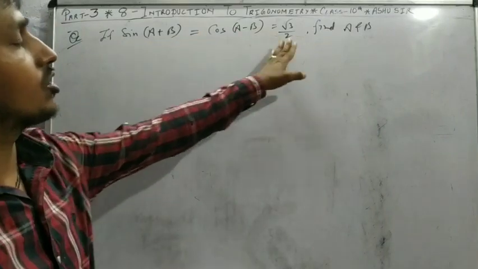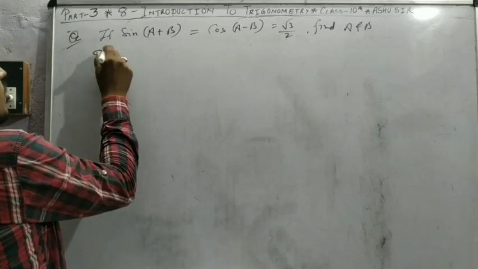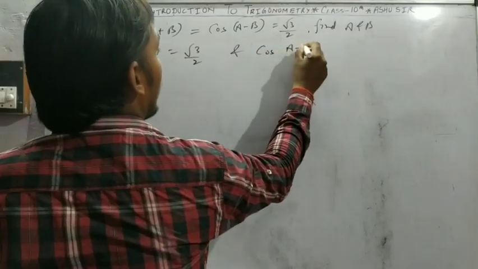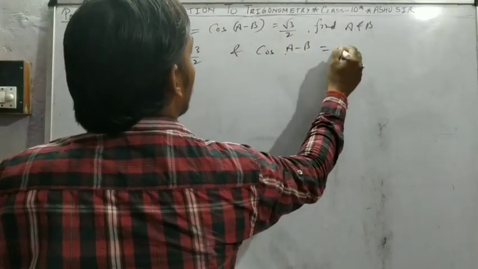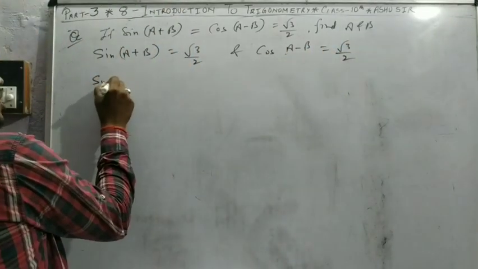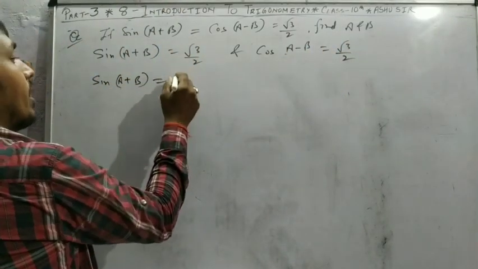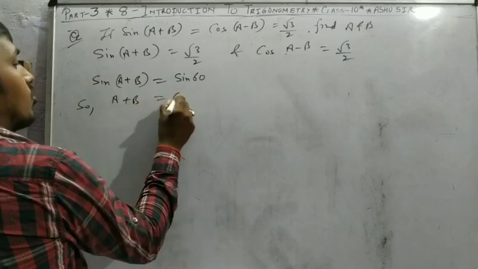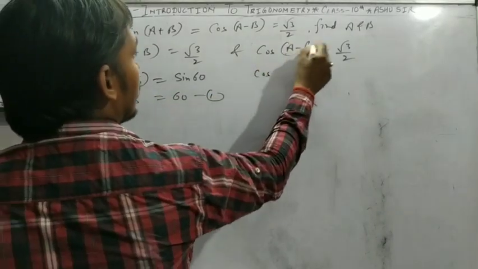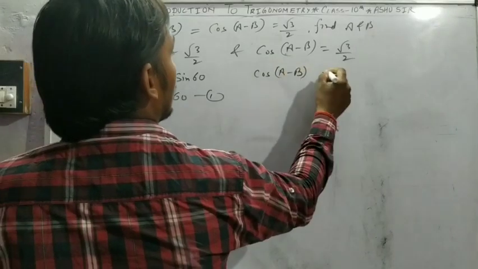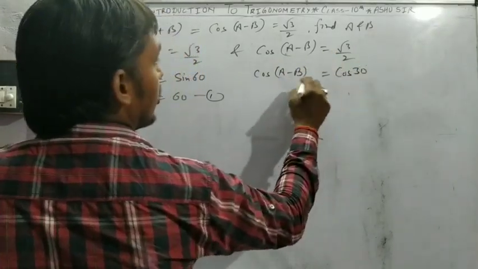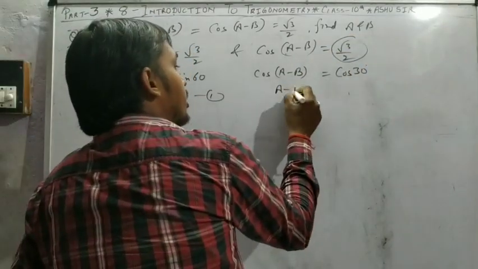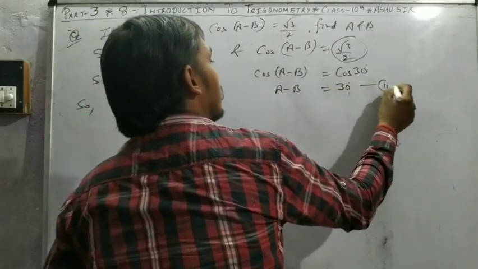So sin and cos are equal to this. Very fast we explain. Sin(A + B) is equal to root 3 by 2 and cos(A - B) is equal to root 3 by 2. So in sin theta, the root 3 by 2 is sin 60. So A + B = 60, equation first. Same here, in cos theta, root 3 by 2 value is cos 30. In place of this we can put cos 30. So A - B = 30, equation number second.